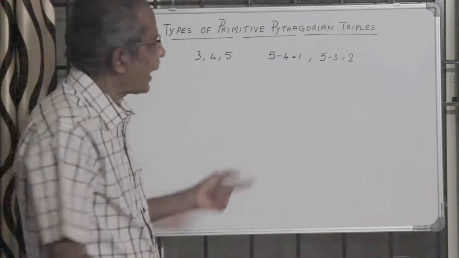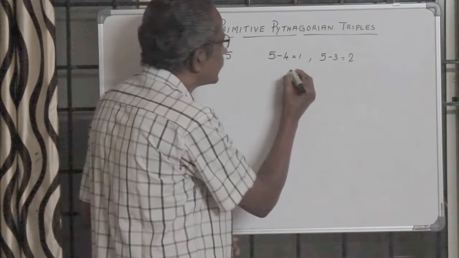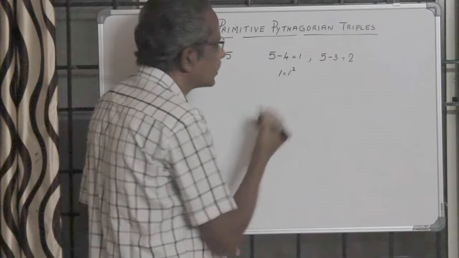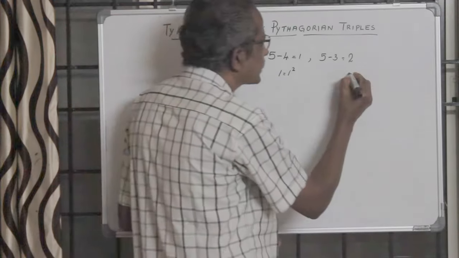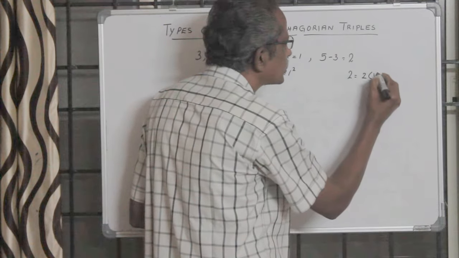Because of that, you can write this 1 as 1 to the power of 2. 1 is equal to 1 to the power of 2, and here 2 can be written as 2 into 1 to the power of 2.